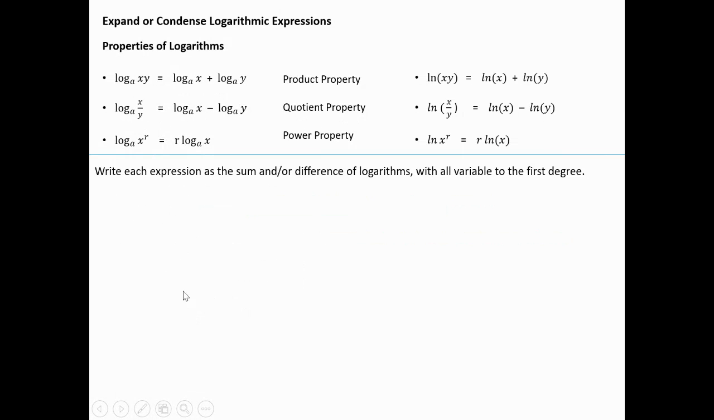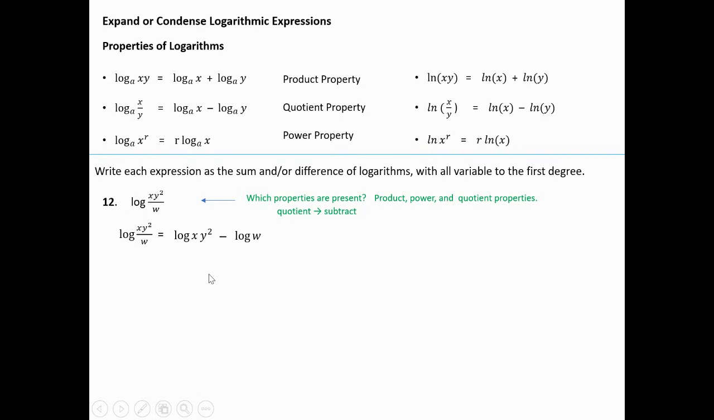Now again the same properties, but this time we're going to use the quotient rule. This will be the quotient rule, product rule, and the power rule. All 3 properties are going to be there. First, we do the top first. So it's going to give us the log of x y squared, minus, because the minus is going to be the quotient, log of w.